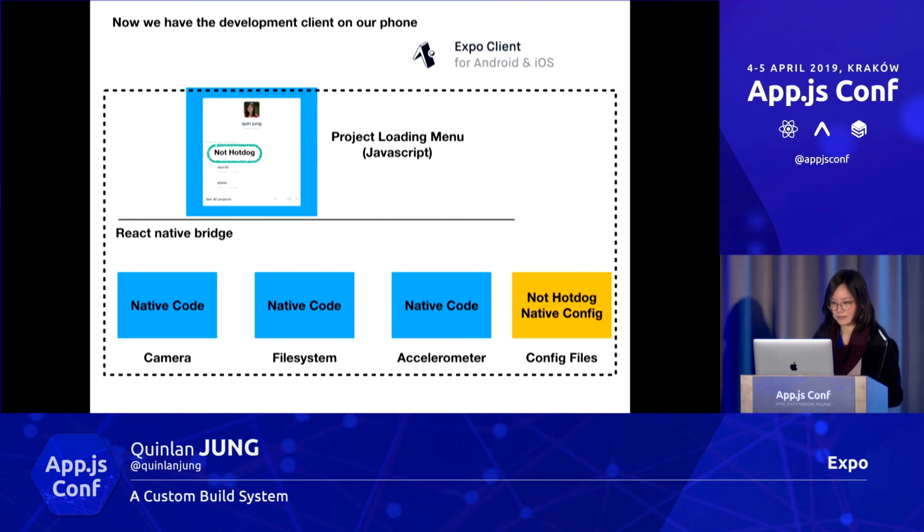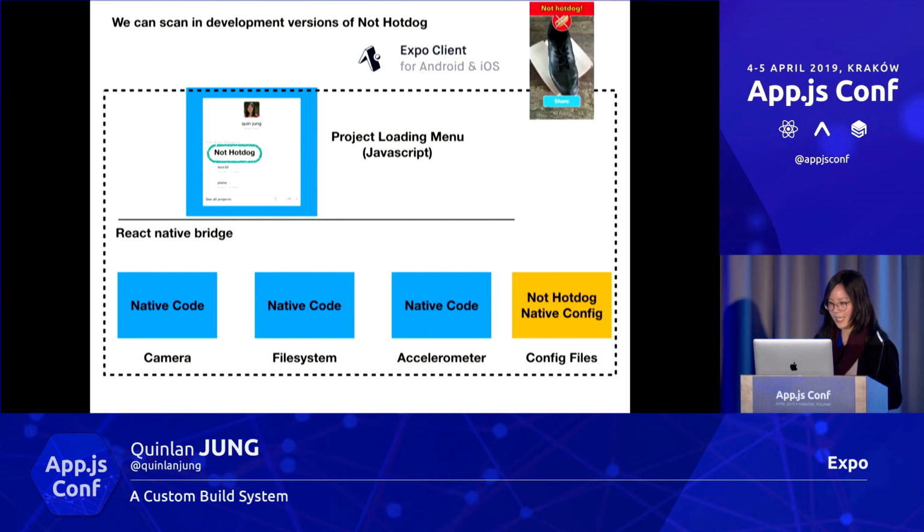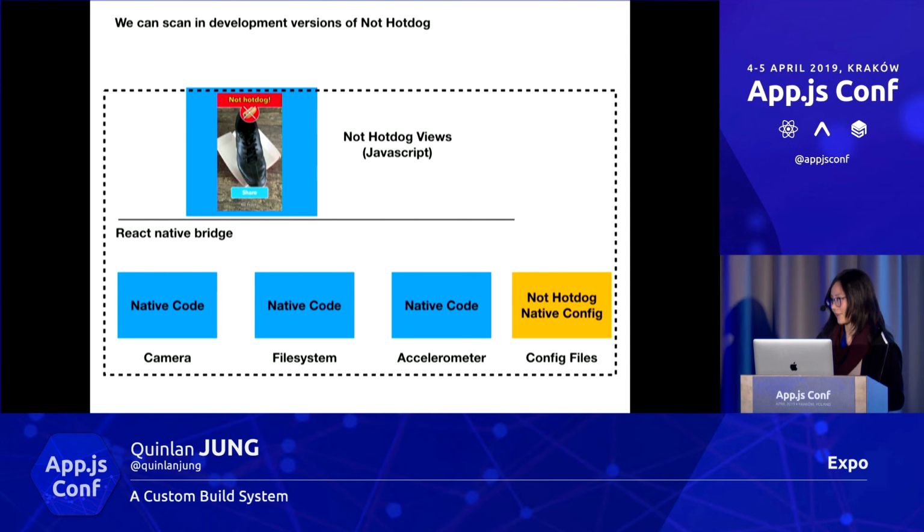All right. So once you have the development client on your phone, let's see what it looks like. You're going to have your Not Hot Dog native configuration, and you're going to be able to load in your development versions of your app onto your phone.